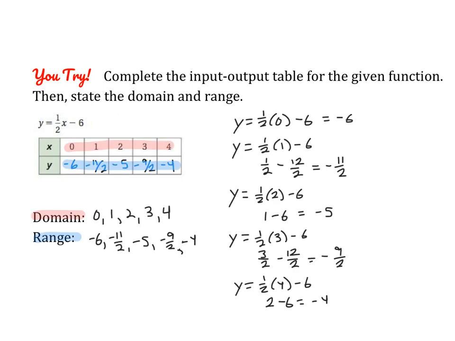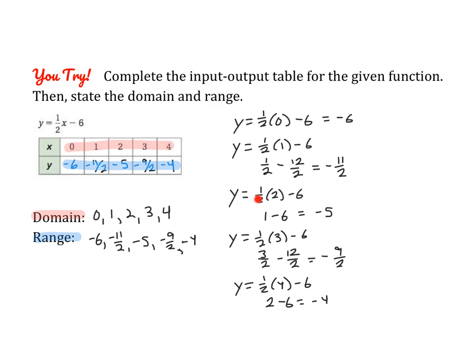Okay, let's check our solutions here. So I know this one is a little bit tricky because we have this fraction, but if you substitute 0, this fraction disappears, so it's negative 6. Here you can see if I'm trying to do 1/2 minus 6, I'm going to rewrite 6 as 12 over 2, so there's a common denominator. 1/2 minus 12 halves is negative 11 halves.